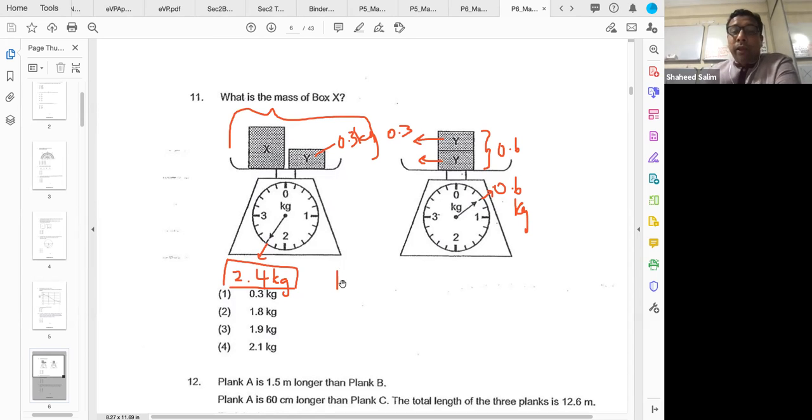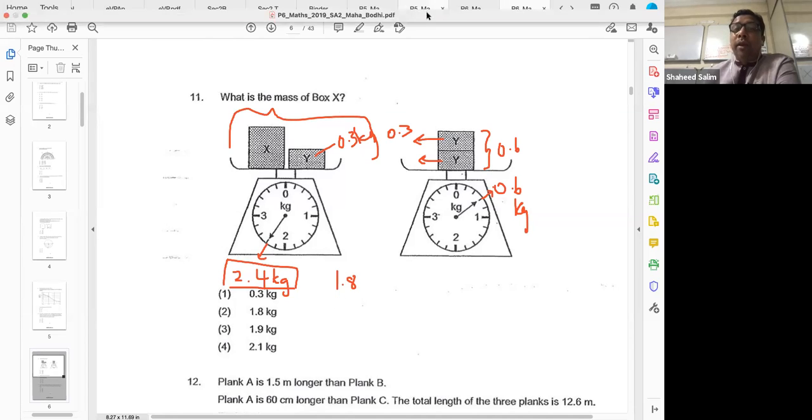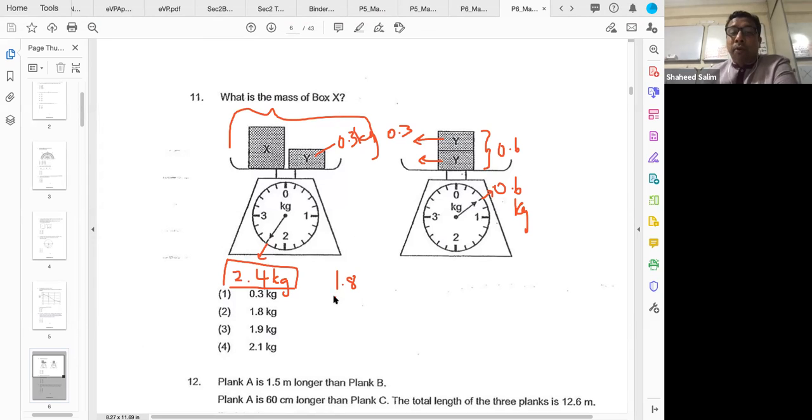Say 2. Okay, we try. Akil says 2. 1.8 plus 0.3 cannot get 2.4, Akil. You must add together to get 2.4. You can test. You add, you get 2.1.